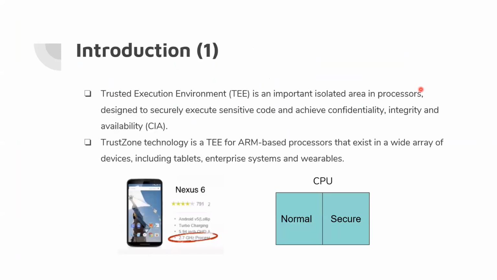So in general, we have a lot of sensitive operations that we need to execute, for example, encryption methods. To do that, we need the CPU to have a trusted execution environment that isolates these operations and maintains their confidentiality, integrity, and availability. CIA triangle. So this is essentially a trusted execution environment, TEE, and an implementation of that is the TrustZone technology, which is developed by ARM and is an extension for ARM processors that exist in a wide array of devices, for example, the Google Nexus 6.